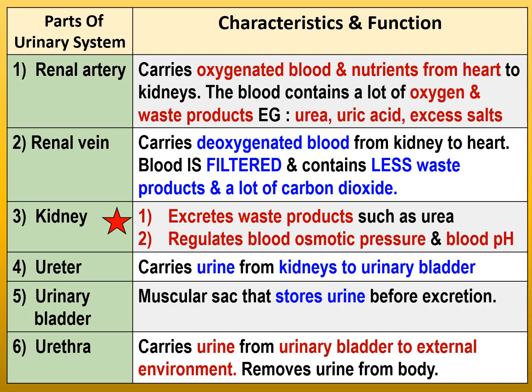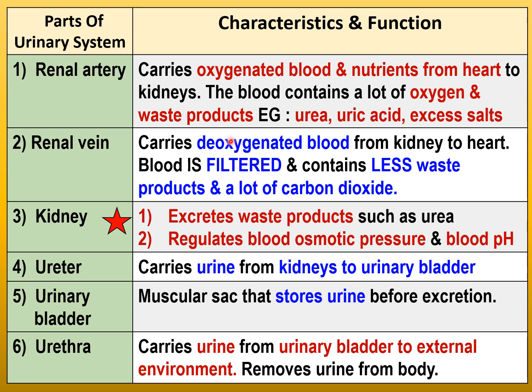Here are the notes about the parts of the urinary system and the characteristics, with some important points, like renal artery carries oxygenated blood and nutrients from heart to kidneys. This is the function of the renal artery. The word renal has to do with kidneys. Okay, so renal artery is the one that transports the blood to the kidneys.